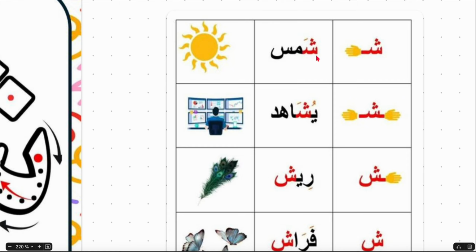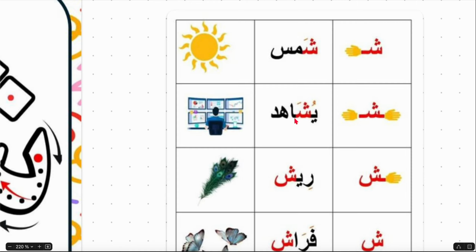Now, in the middle of the word, we have the letter Shin in the middle here, like yushahid, meaning he watches. Yushahid, Shin is in the middle, and it's connected to the preceding and the following letter.